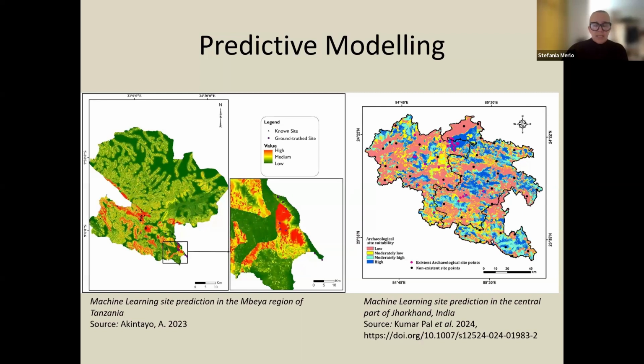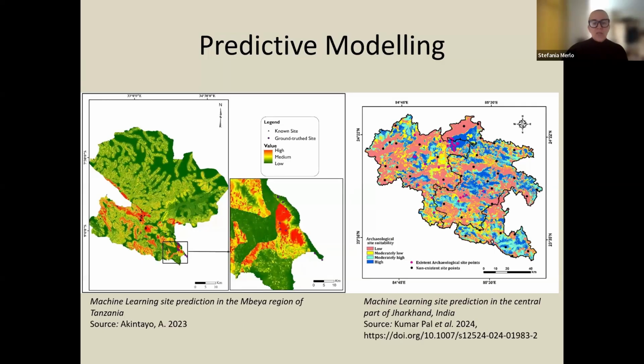For what concerns predictive modeling, this is the modeling that we do when we have a known distribution of sites, to actually predict where sites that we haven't found on the ground could be located based on a number of known parameters, mainly environmental, but also social parameters. This is a standard type of analysis in any GIS package, and it can be applied to archaeology.